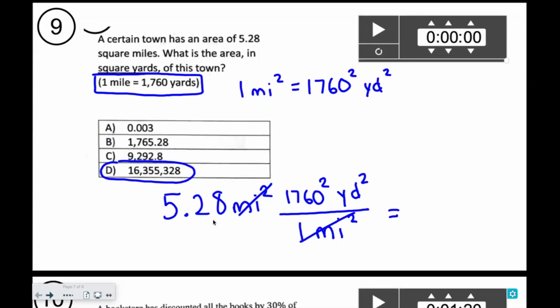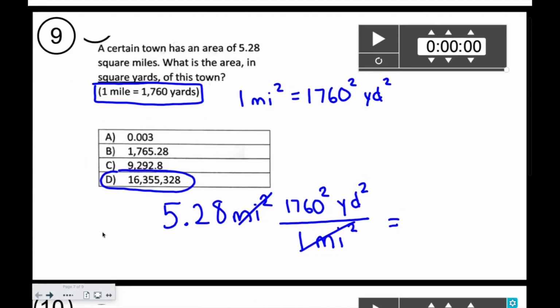So, if it asks for cubic, you would just cube the smaller unit so that it would equal the big unit. Yeah, it does not necessarily make it smaller. Yeah, I'll show you.